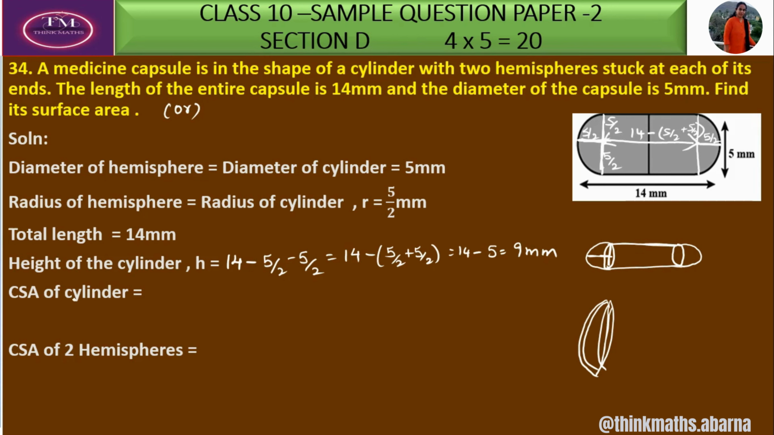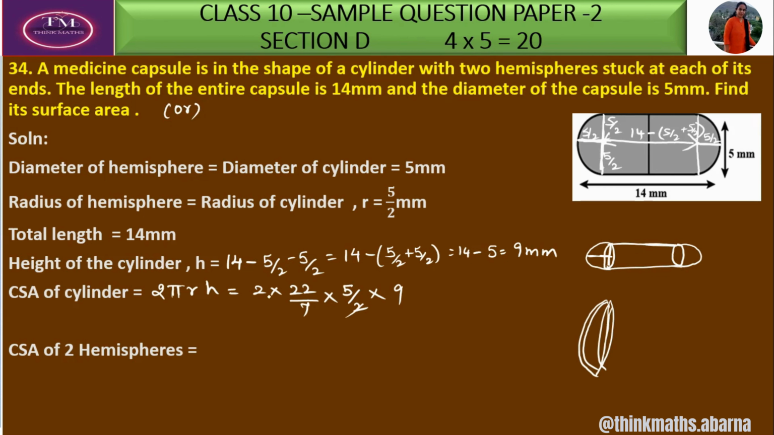Now we have to find out the curved surface area of the cylinder. What is the curved surface area of the cylinder? It is nothing but 2 pi r h. So this is the formula. So 2 into, we are going to substitute the pi value as 22 by 7. Here the pi value is not given. In the general instruction it is given that if the pi value is not given, take the value as 22 by 7. So we have to take 22 by 7. What is the radius? It is 5 by 2. What is the height? It is 9.